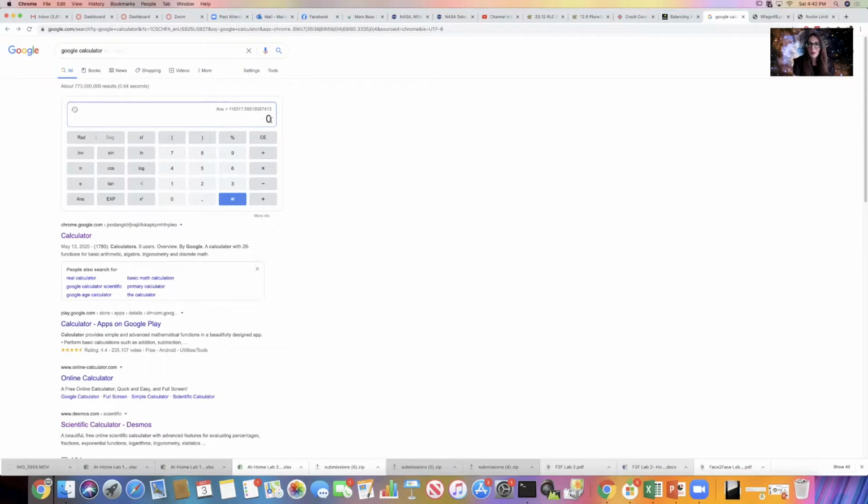So to calculate the Roche limit of a planet, the distance where if you get too close, things start to get shredded apart, we have to take 2.4, so you type in 2.4, times the radius of the planet. So if I'm using the radius of Saturn, that is 5.8 times 10 to the 4 kilometers.